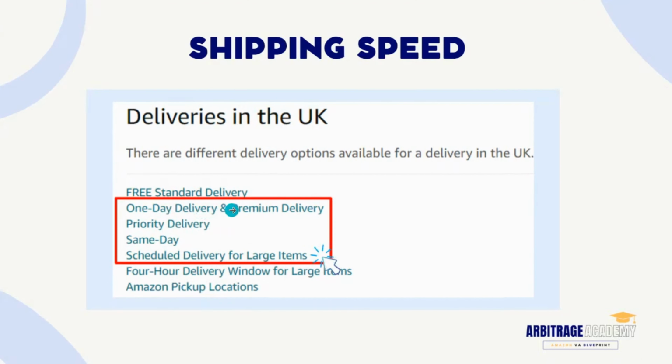So, may tinatawag tayong 1-day delivery and premium delivery. So, same day, scheduled delivery for large items. So, in short, yung mga Amazon FBA sellers, yung mga products nila are actually eligible sa free 2-day shipping. Minsan nga, 1 day or same day delivery lang yung mga products nila bago makarating sa mga customers. And ganyan actually kabilis mag-deliver si Amazon once they are Amazon Prime members. So, yeah, that's the second advantage of being an FBA seller.